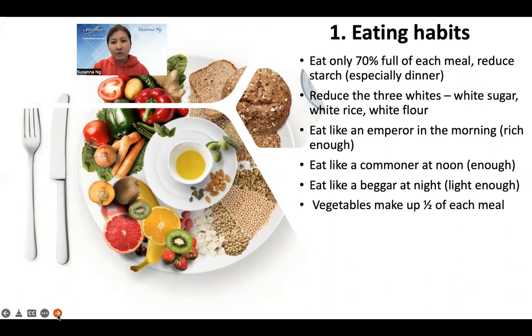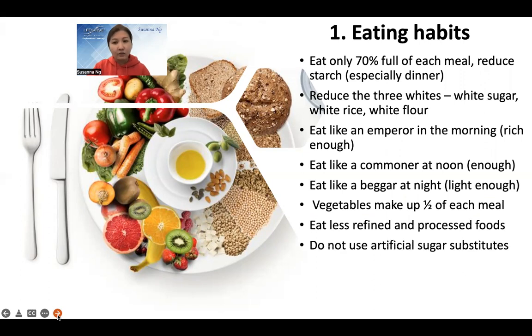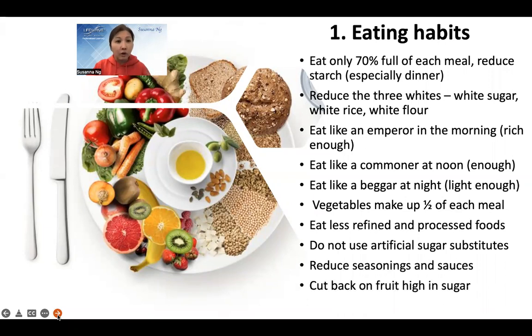Vegetables should make up half of each meal, and we should eat less refined and processed food like canned food and preserved food. We eat less of this kind of food and less artificial food. We should also go easy on seasonings and sauces, because a lot of sauces contain very strong sodium and sugar.